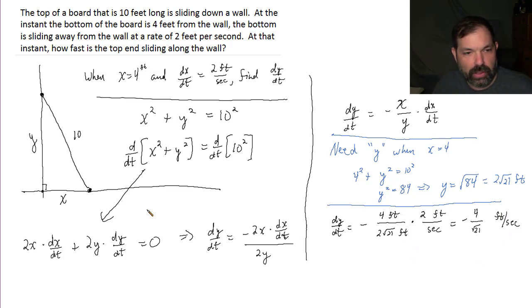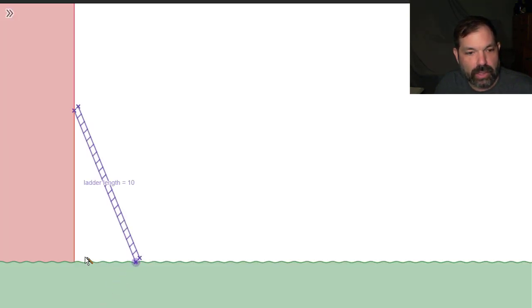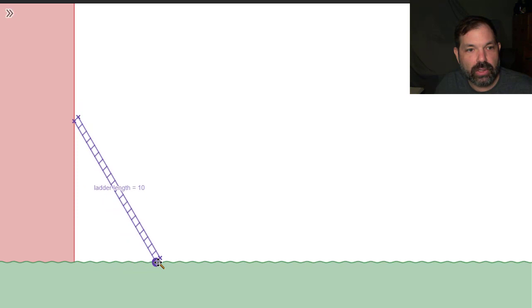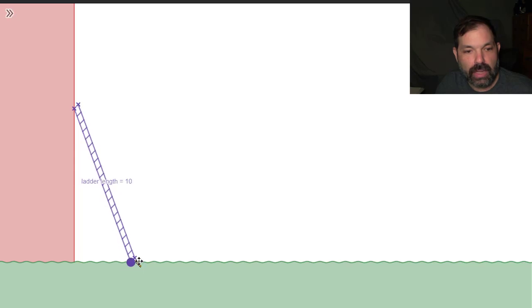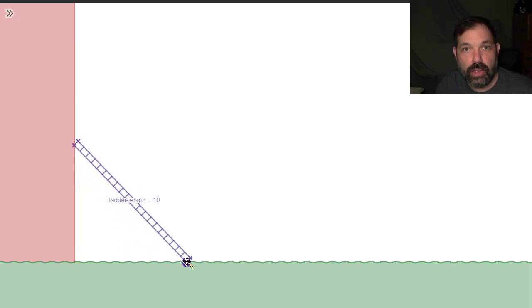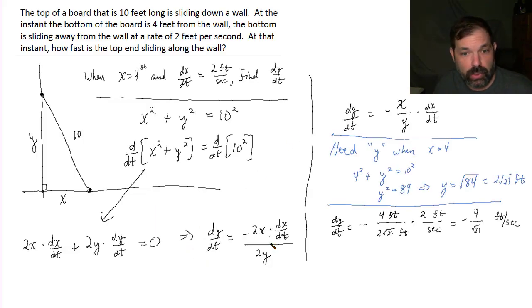Negative. Let's think, if we think about this problem, maybe let's go back to the Desmos for a second. So dx/dt, if x is increasing, if this distance is increasing, what's happening to y? y is decreasing, right? If x increases, y decreases. That should seem reasonable on the diagram. And that's what we got here as the result. If dx/dt is positive, it turns out that dy/dt is negative, specifically negative 4 over root 21 feet per second.